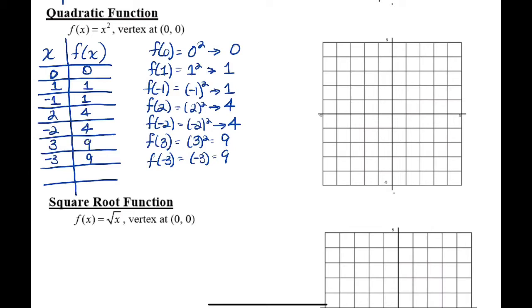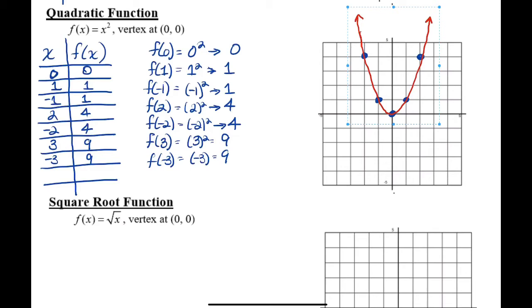Okay, so I think I have a sufficient number of points here to graph and get a good idea of what a quadratic function is going to look like. So 0, 0 is going to go right there. 1, 1 is right there. Negative 1, 1 is right there. 2, 4, negative 2, positive 4. I'm running out of room for the graph that I have. So I have an upward facing parabola there. So that's the parent function of a quadratic.